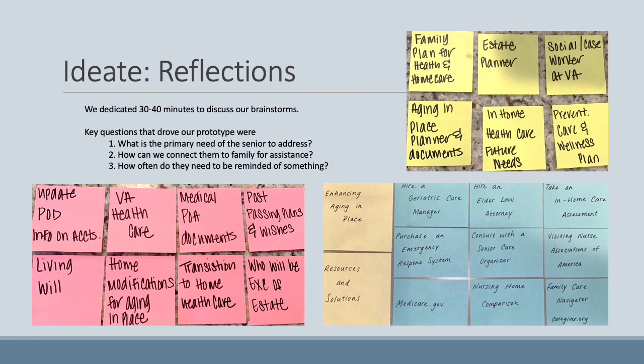Moving on to the ideate phase of the design thinking process. Here we show our reflections as a group. We spent 30 to 40 minutes discussing our brainstorms after writing as many ideas as we could down. Throughout the design process, our team tried to uncover unexpected areas of exploration, create fluency and flexibility.